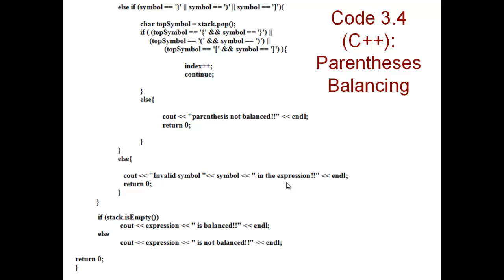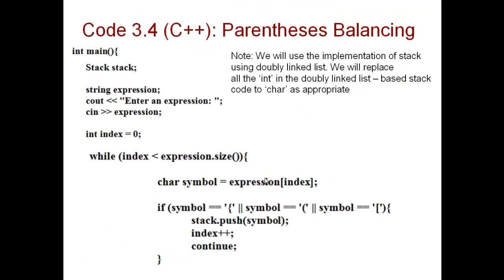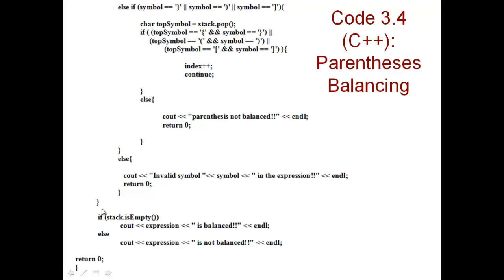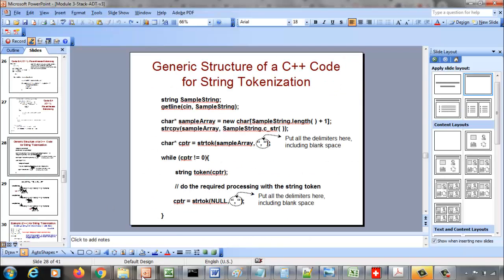So go through the while loop like that, symbol by symbol, using this index as the loop index. And then when you come out of the while loop, so this is the closing brace for the while loop, you check that the stack is empty. If the stack is empty, then only can you say the expression is balanced. If the stack is not empty, then the expression is not balanced. Okay, any question on this logic?